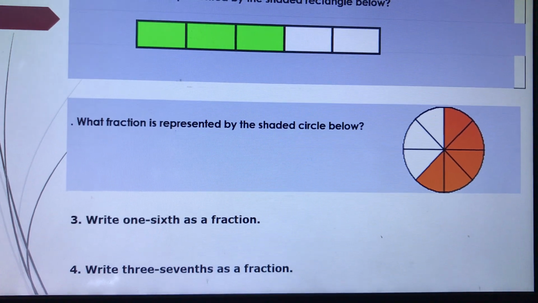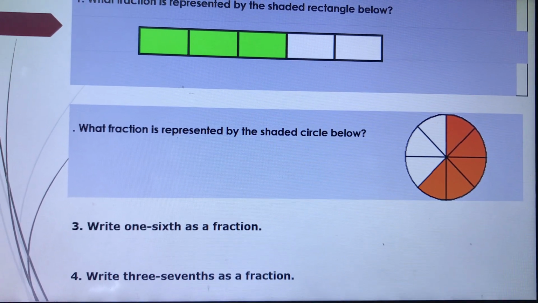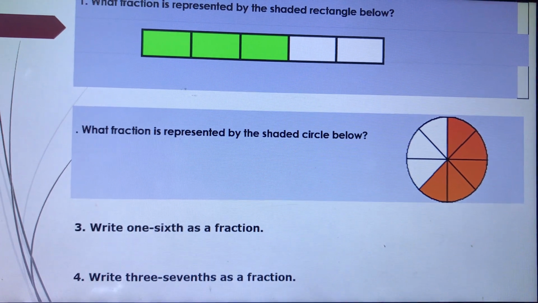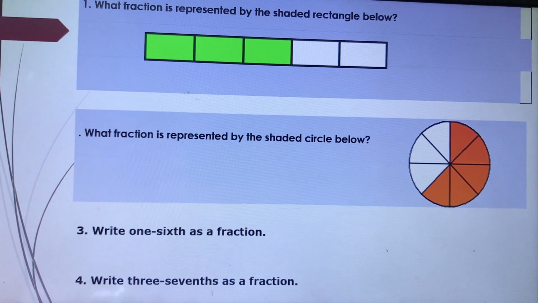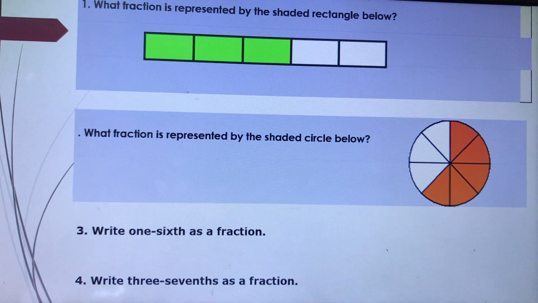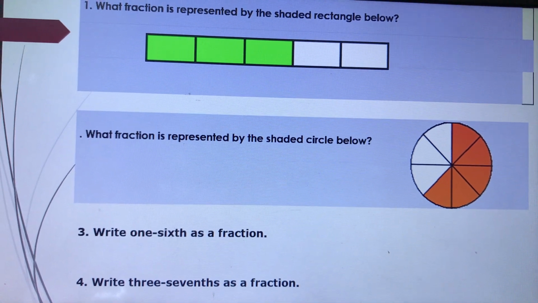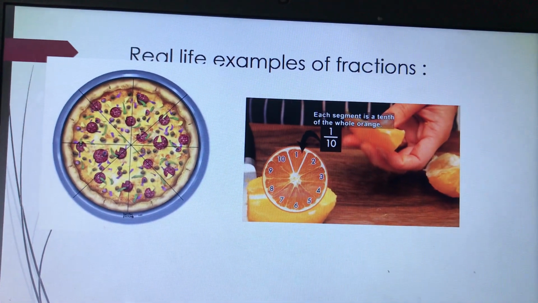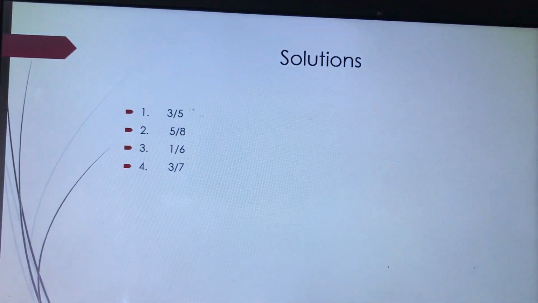Third question, write 1/6 as a fraction. Now 1/6, so 1 is the numerator and 6 is the denominator, so the answer is 1/6. Write 3/7 as a fraction. So 3/7 means 3/7. So these are the solutions.